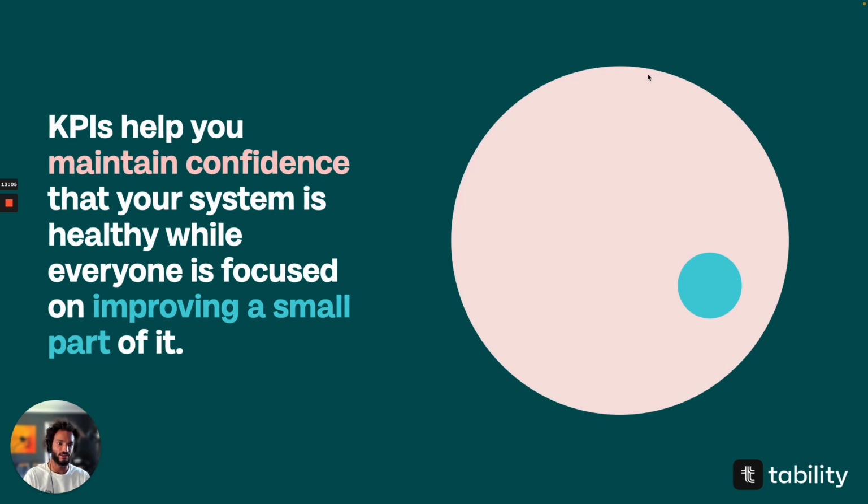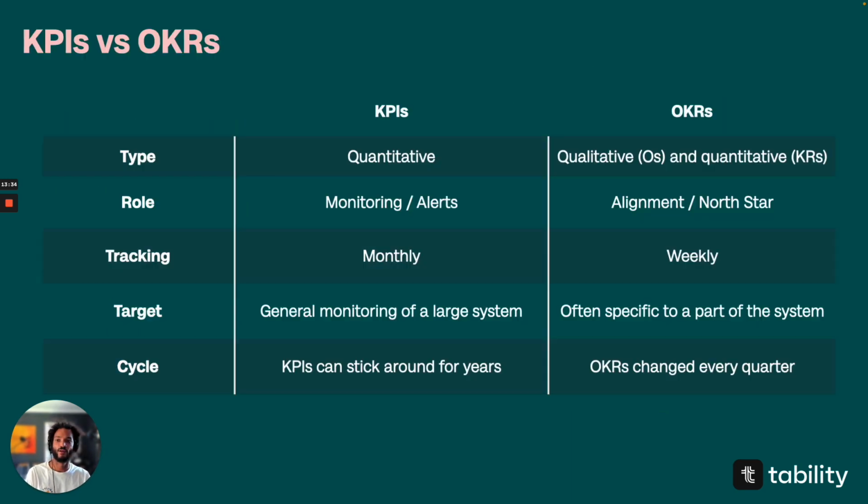So your KPIs, they have a pink part, right? They have a part that helps you understand and maintain confidence that everything, the business as usual, is going well. And from one quarter to another, you're going to have a small set of OKRs that are going to focus on a specific part of that system and say, hey, we want this to be much better. And then the next quarter, this circle might be somewhere else, right? So that's what OKRs look like.